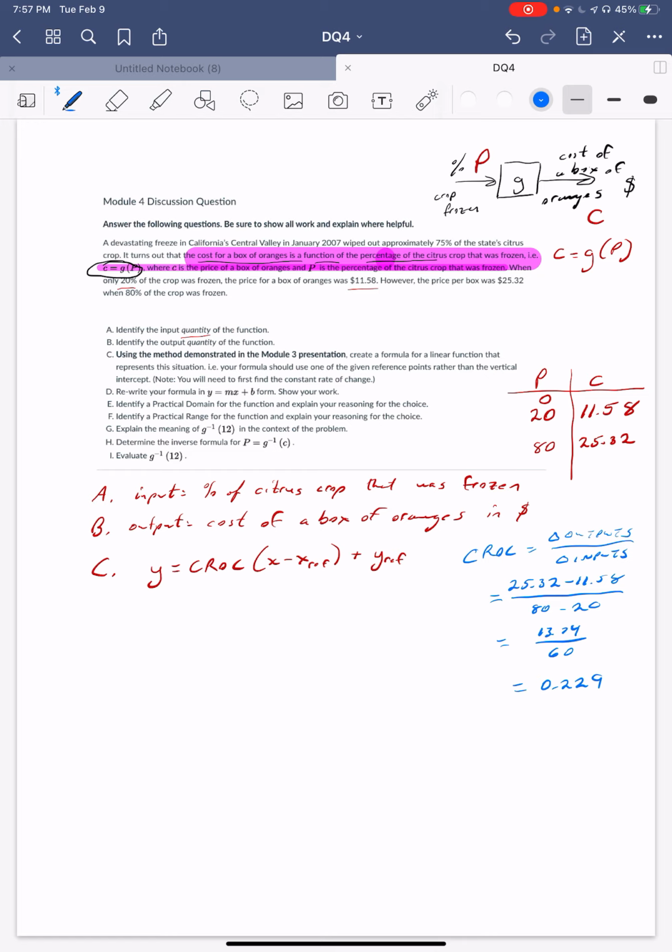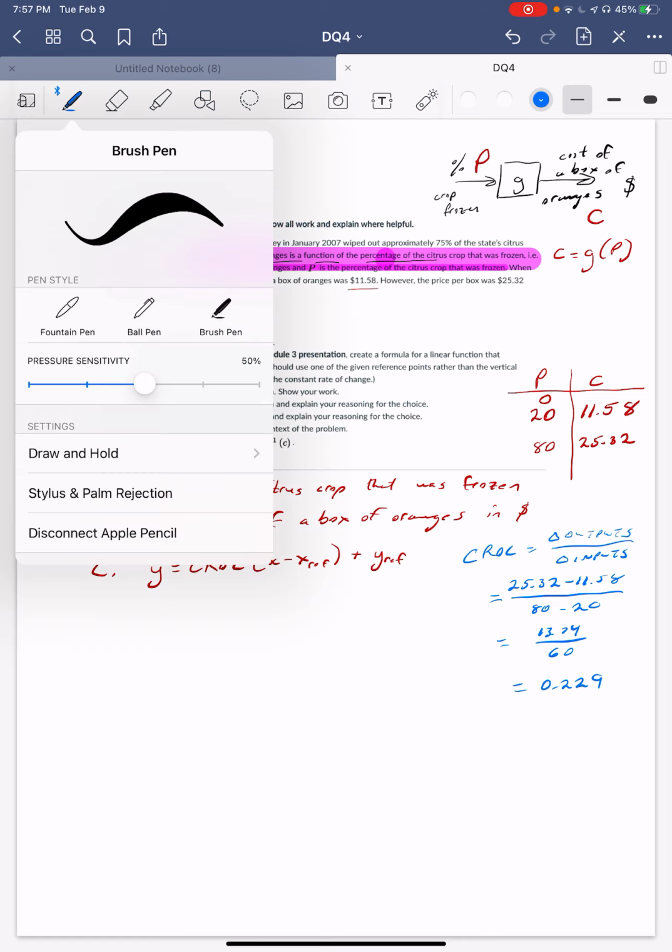This is telling me what? That the cost of the box of oranges increases by $0.229 for every 1% increase in the percent of the crop frozen. So now I'm going to take that and create my formula with that.